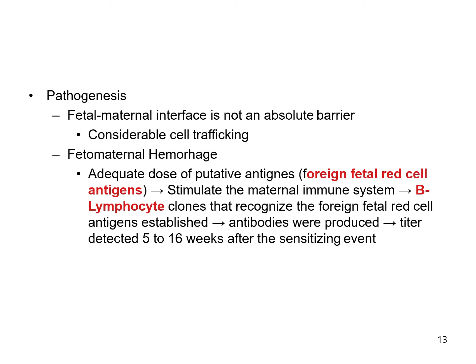Pathogenesis: we have considerable cell trafficking between the fetus and the maternal circulation because the interface is not an absolute barrier. If we have a fetal-maternal hemorrhage, antigens can cross the placenta, stimulating the maternal immune system. B lymphocyte clones that recognize the foreign fetal red cell antigens are established, antibodies are produced, and titers can be detected 5 to 16 weeks after the sensitizing event.